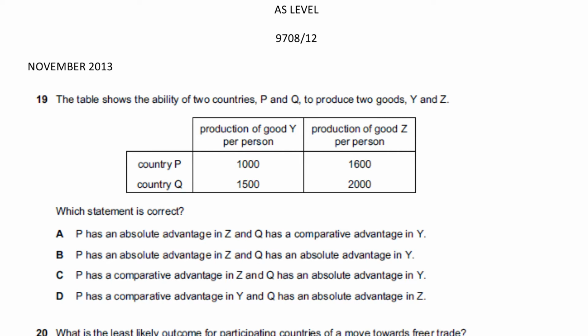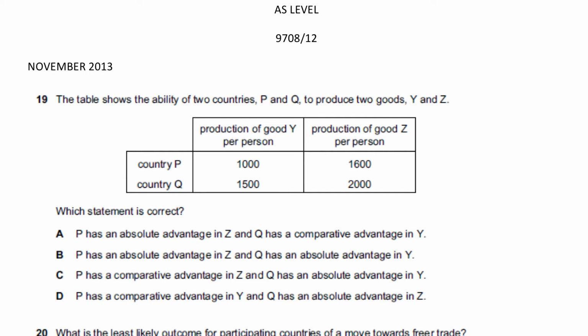This is the question on comparative advantage. It says the table shows the ability of two countries, P and Q, to produce two goods, Y and Z. Which statement is correct? So in these questions, we need to first find out absolute and comparative advantage. Absolute advantage is the easier to find.